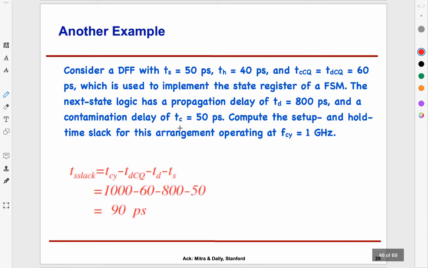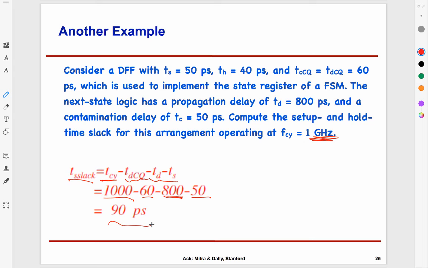The slack on the setup time would be the clock period minus the maximum delay through the system. So 1000 is my clock period because we are told it's 1 gigahertz, minus 60 for the delay through the flip-flop, 800 for the delay through the combinational logic, and 50 for the setup time. So we end up with 90 picoseconds. That means I can trade this flip-flop for one which has 140 picosecond setup time and still be okay. Or alternatively, I can increase the clock speed so that the period goes down from 1000 to 910 and I'm still okay.